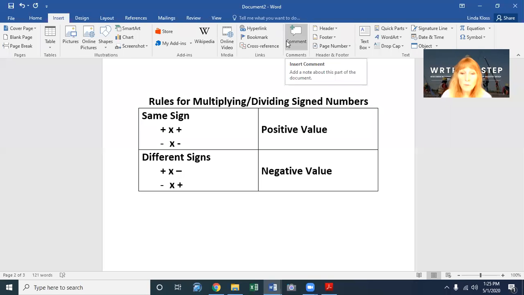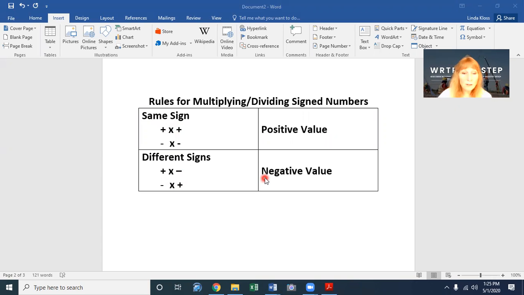So the rules for multiplying and dividing signed numbers: if they have the same sign, either a positive times a positive, or a negative times a negative, you will get a positive value for your answer. If you have different signs and you multiply a positive times a negative or a negative times a positive, you will have a negative value for your answer.